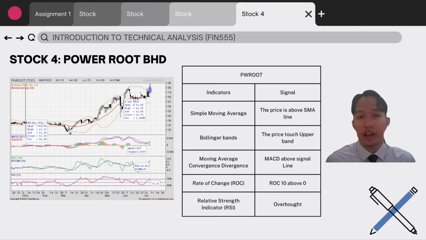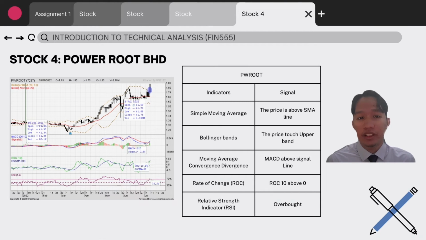We can see that the MACD line is above the signal line, indicating the buy signal. For ROC, ROC is more than 0. It indicates a sell. For RSI, overbought is crossed over 70%. Therefore, we suggest that the investor should sell the stock to lock profit.